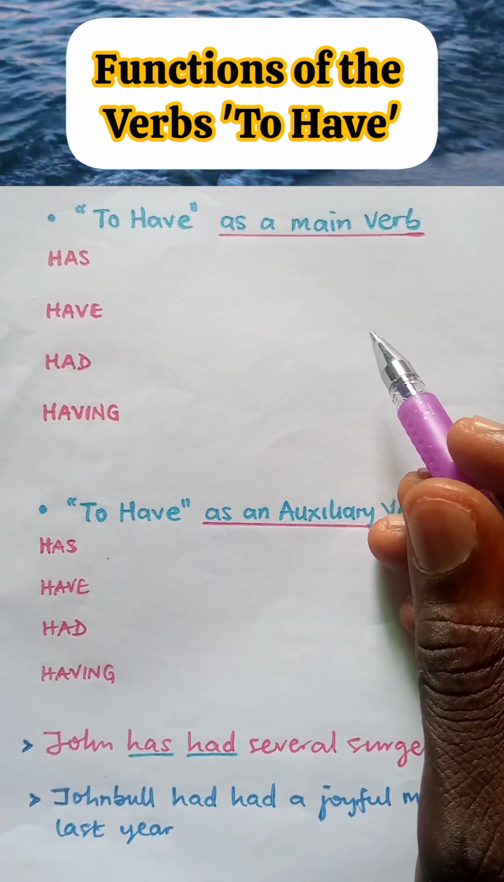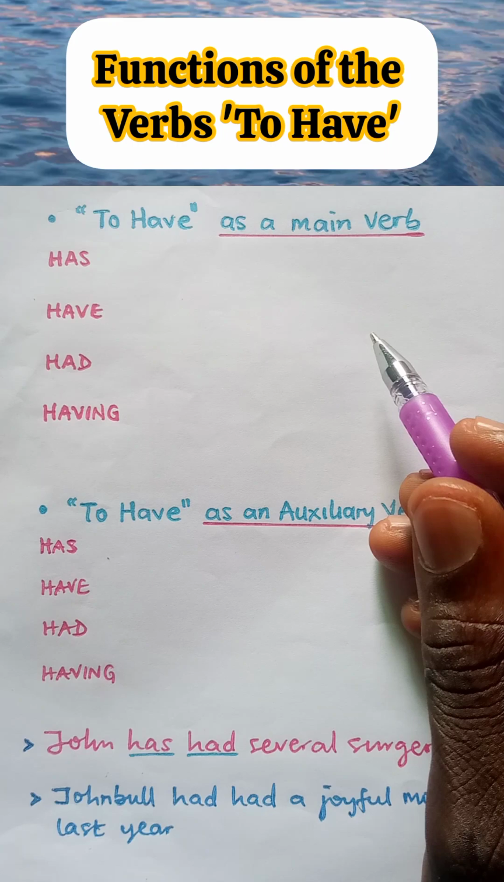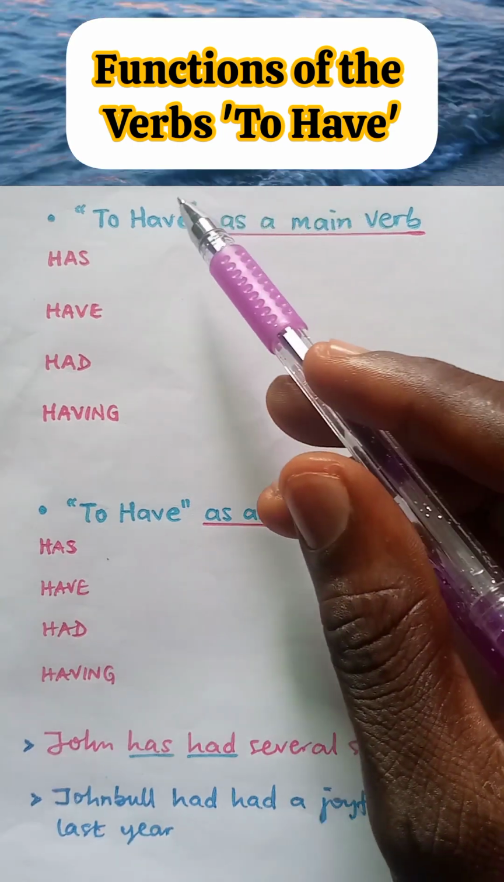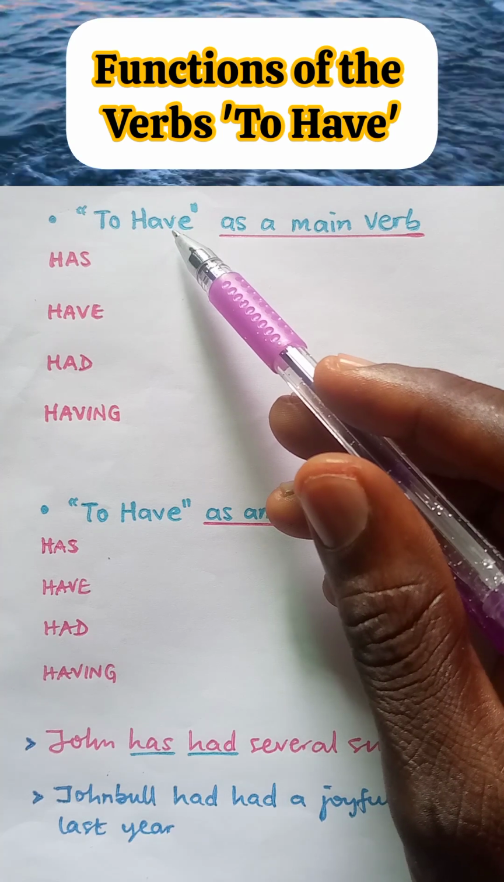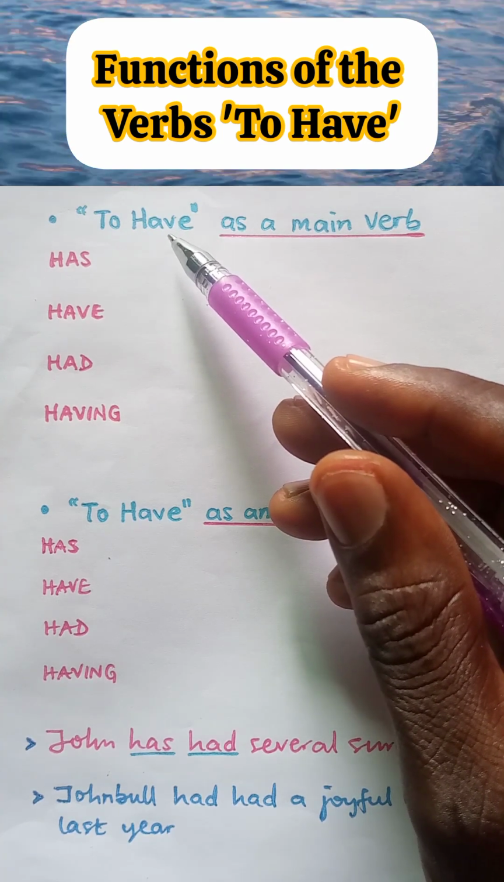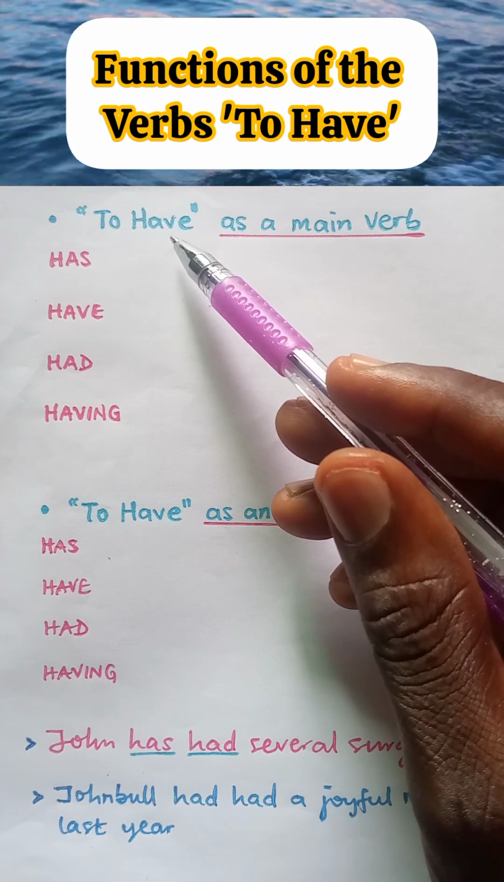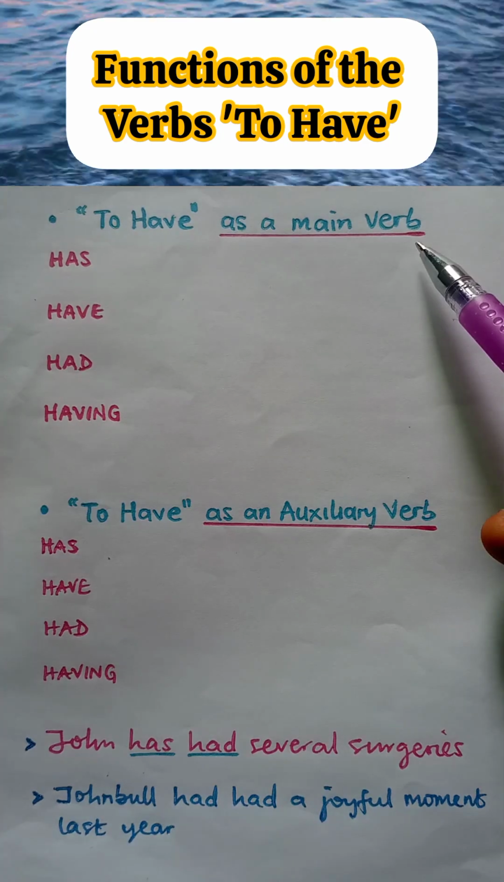Let us look at the functions of the verbs to have. Please be patient and watch to the end. The verbs to have are also known as the anomalous verbs. They are primary auxiliary verbs. However, besides functioning as auxiliary verbs, they also function as the main verbs in sentences.